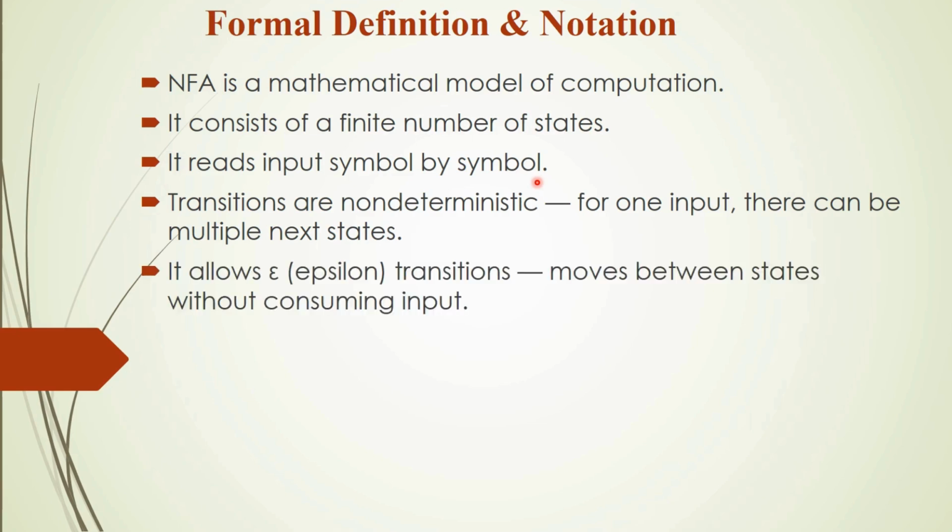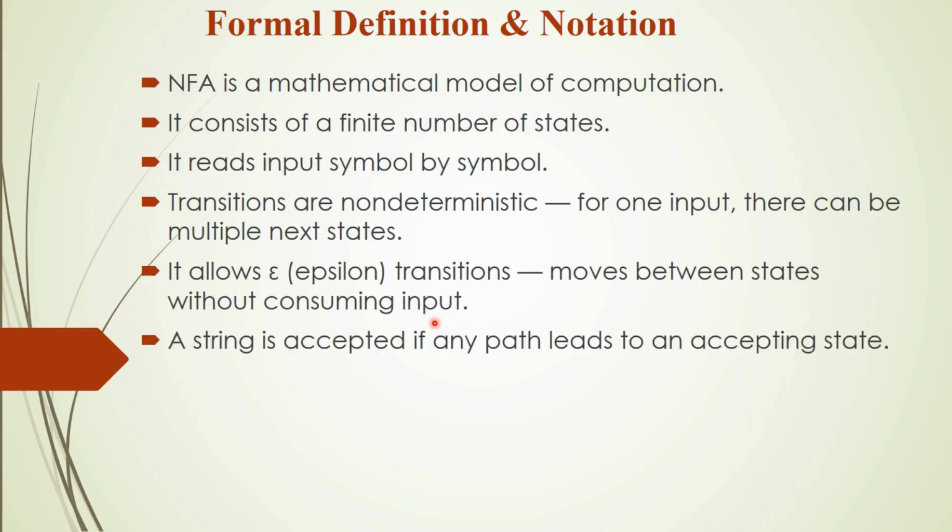NFA also allows epsilon transitions, which are moves between states without consuming any input symbol. These are special transitions where the automaton can change states without reading any input character. The NFA is said to accept a string if at least one possible path out of many leads to a final accepting state. Even if other paths fail, just one success is enough. But in DFA, it is different.